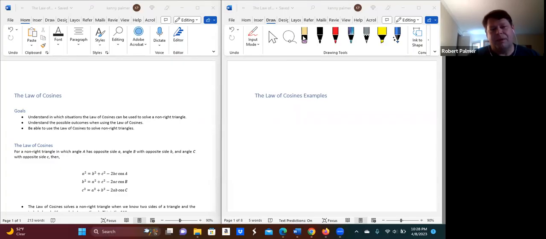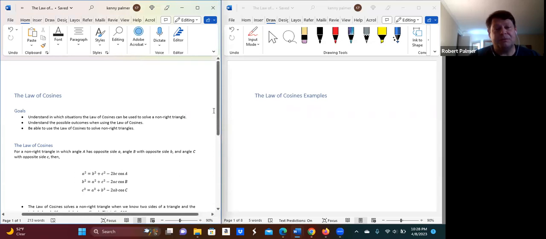Hello, welcome back. So today we'll learn how to use the law of cosines to help us solve non-right triangles. So our goals then: understand the situations where we can use the law of cosines, understand what can possibly happen, some of the possible outcomes, and then also be able to use the law of cosines to solve the appropriate non-right triangles.